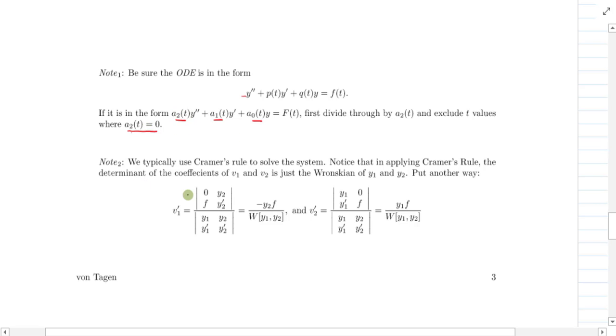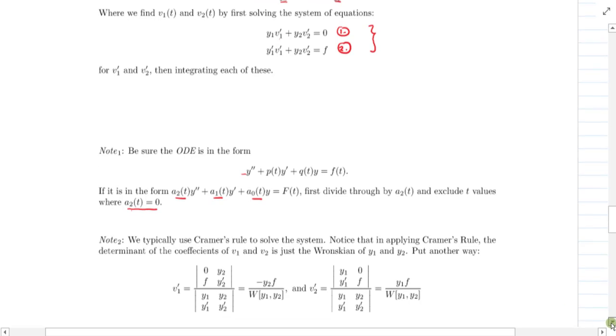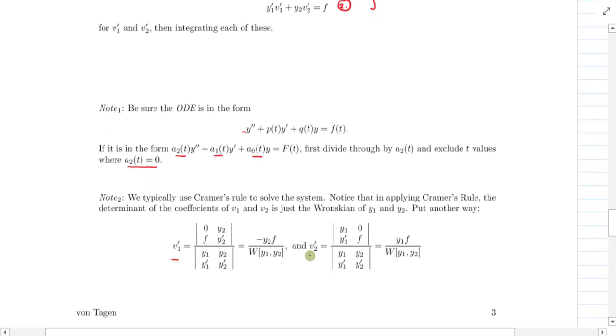Okay? And again, one more time, we typically solve that system. That's that system right up here. We solve this system using Cramer's rule, and so we can actually give v1 and v2 explicitly as a formula. And then one thing that I haven't mentioned yet, and it's not really a big deal, is that notice that this expression that shows up in the denominator here is simply the Wronskian of our two linearly independent solutions to the original homogeneous equation.